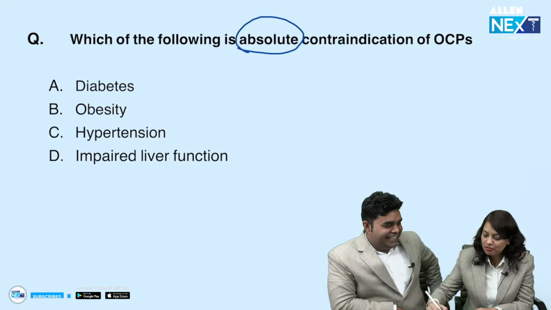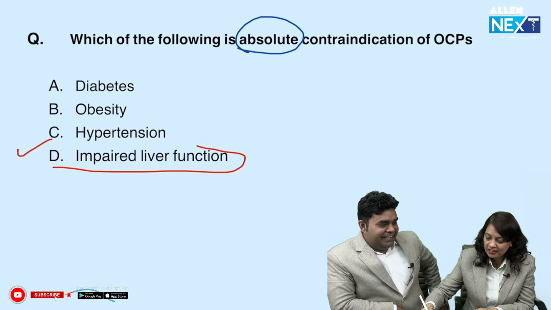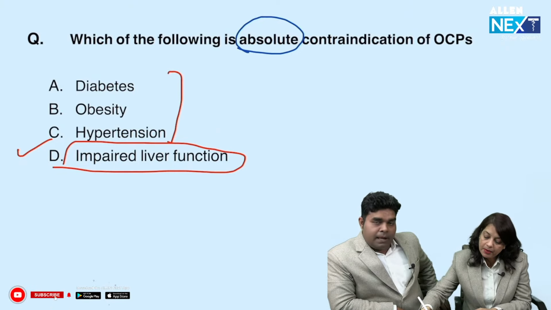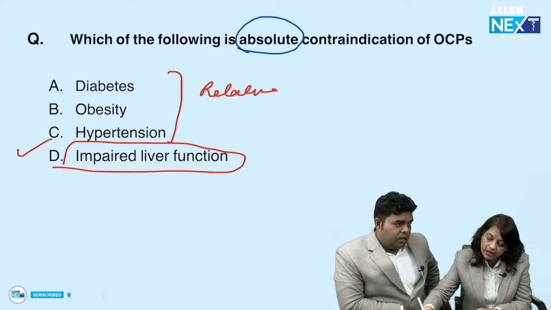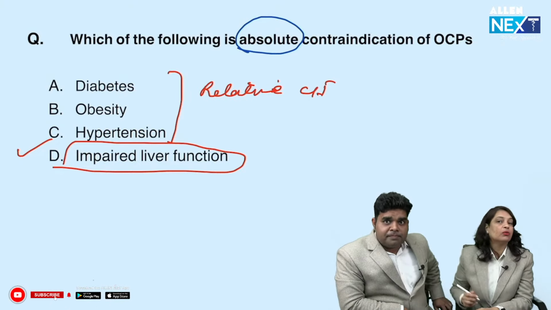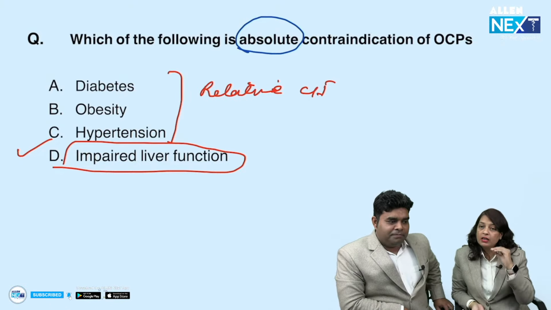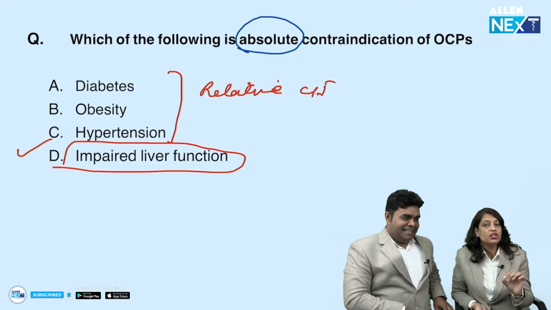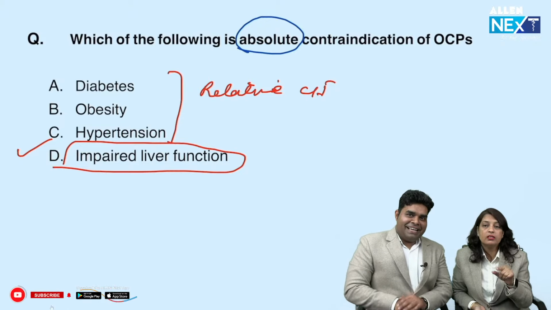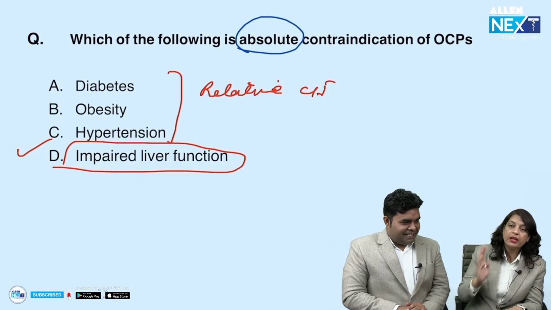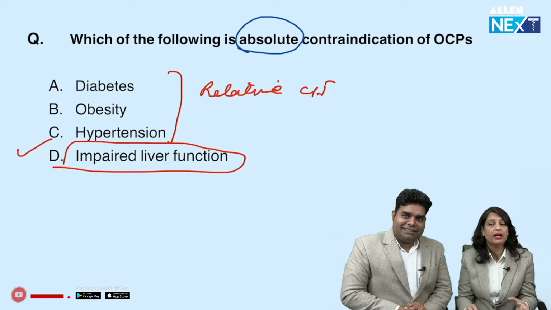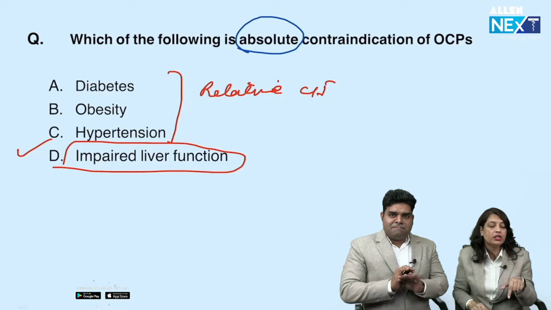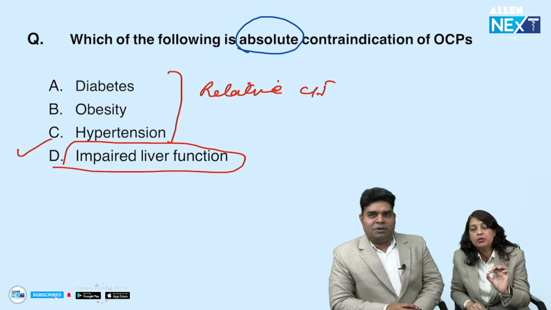Brothers, listen, this is the answer. Very good. Diabetes, obesity, hypertension are relative contraindications. Absolute is uncontrolled diabetes or diabetes with complications. Hypertension is severe hypertension, more than 160 by 110. Impaired liver function, active hepatitis, hepatic adenoma, hepatocellular carcinoma are all contraindications to the use of OCPs, and all these are absolute contraindications.